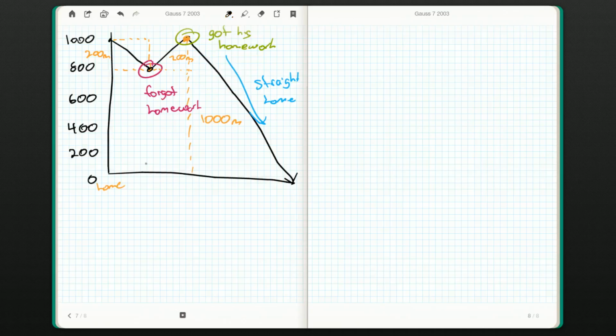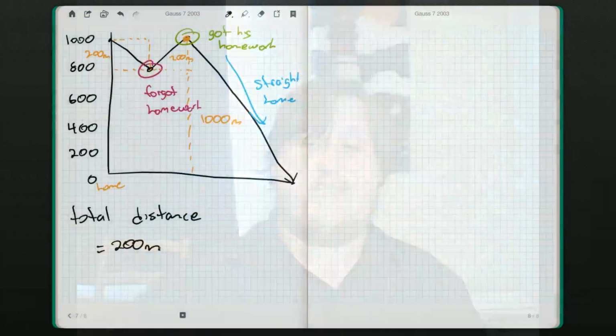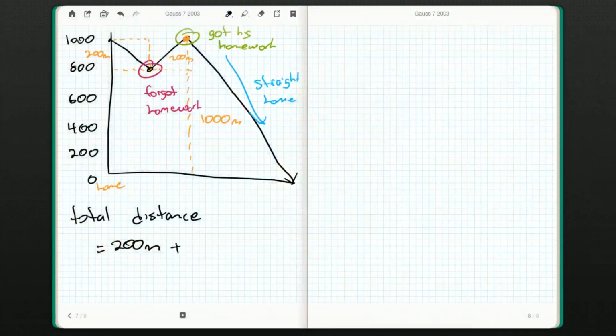So the total distance traveled: 200 meters, and then he says, oh, I forgot my homework at school. And then he has to go the 200 meters back, and that counts as distance traveled as well. So another 200 meters. So now he's at school, got his homework. We're at this now orange dot. And then he goes all the way back home, which is 1,000 meters.